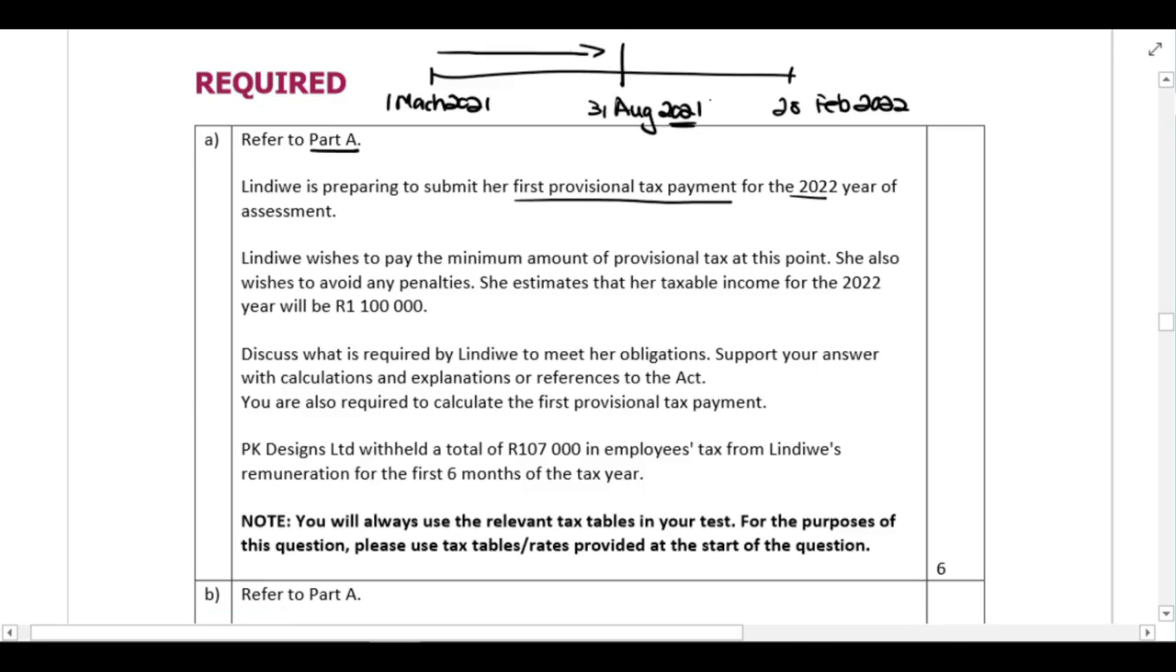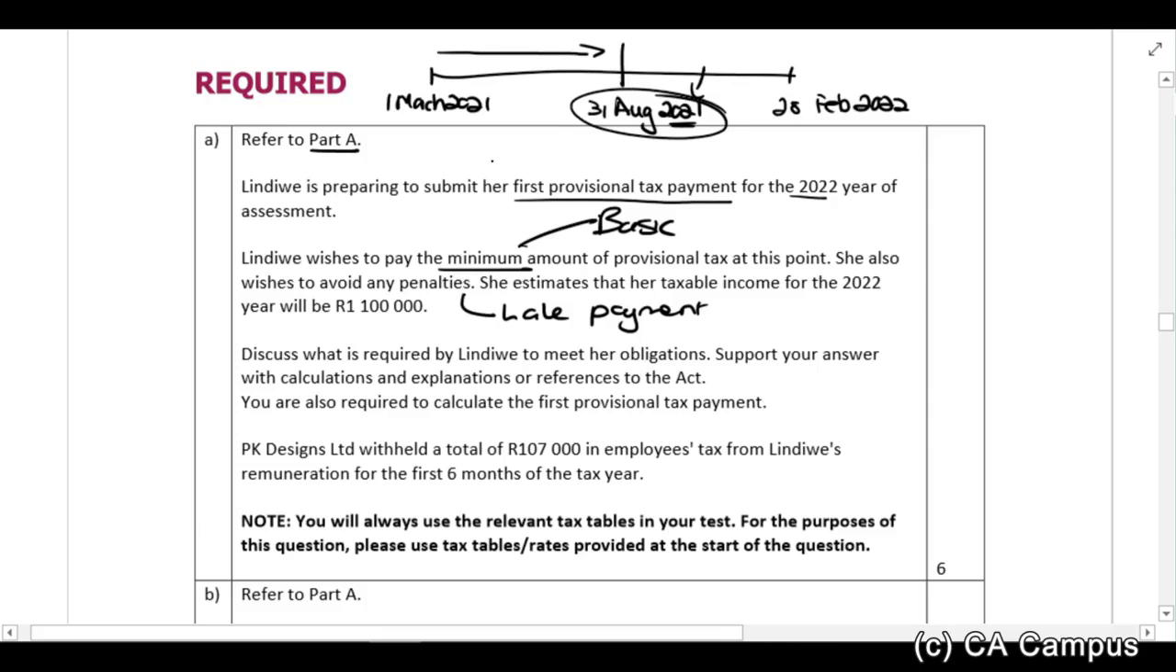Make sure that you don't say year 2022. Common mistake students make. Lindiwe wishes to pay the minimum amount of provisional tax at this point in time. What must that be? That's the basic amount. She also wishes to avoid any penalties. Now, the only penalty that you can have for the first provisional is the late payment penalty. So to avoid that, she just needs to make sure that she pays by the 31st of August.